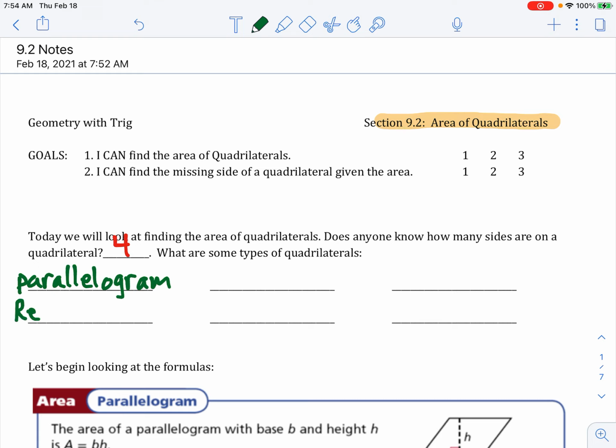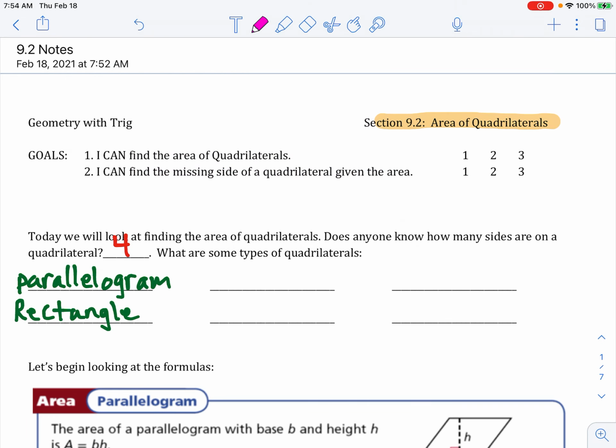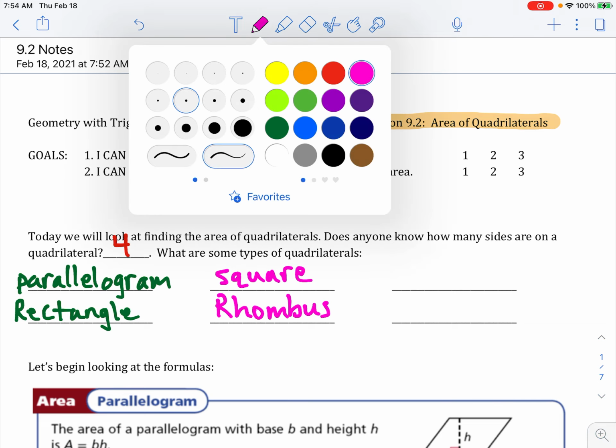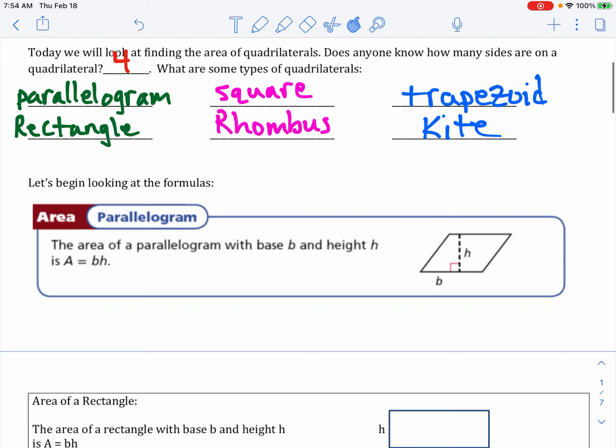we could have a rectangle. All right, let's switch colors for the middle. We could have a square, we could have a rhombus. Let's switch colors one more time. We could have a four-sided figure be a trapezoid. And the last one we could have is a kite. So these are our quadrilateral shapes. We're going to go ahead and go through the areas of each shape.